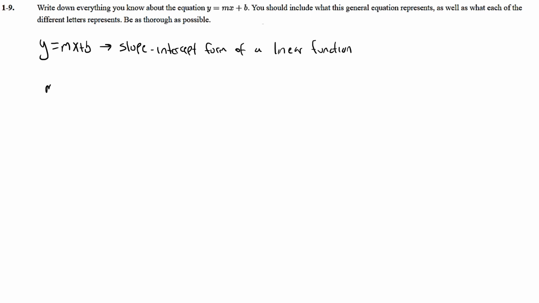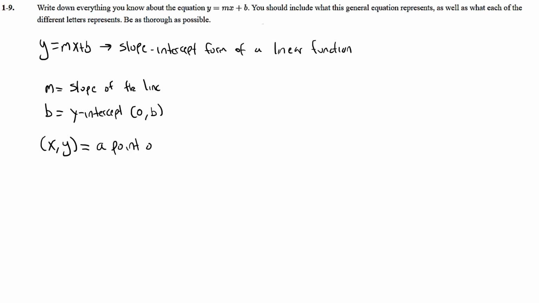So we know that m is the slope of the line. We know b is the y-intercept, or the point (0, b) on the graph. We know that when we take x and y, they form a point, and that represents a point on the line. Now lines are made up of infinitely many points, but any xy pair that makes that equation true will represent a point that exists on that line.